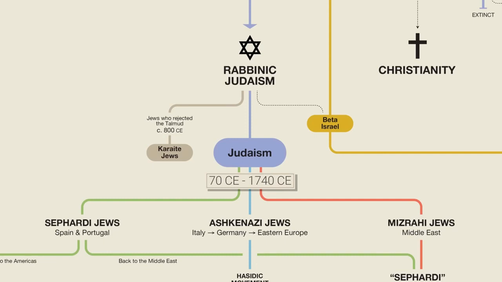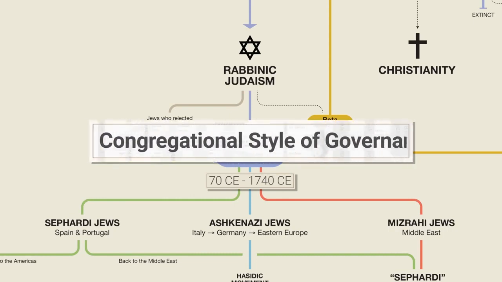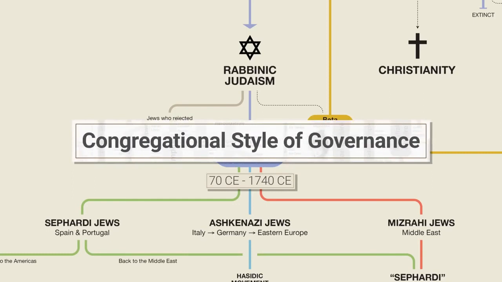If you're looking for an analogy from within the Christian framework, it would be best to say that Jews follow a congregational style of governance, sort of like the Baptists. Rabbis get trained at rabbinical colleges, where some rabbis end up being more influential than others. But then each congregation gets to choose who they want to be their rabbi and how they want to run things.